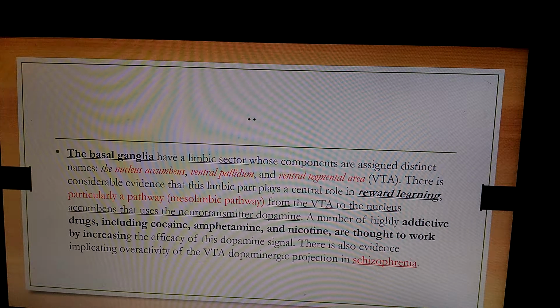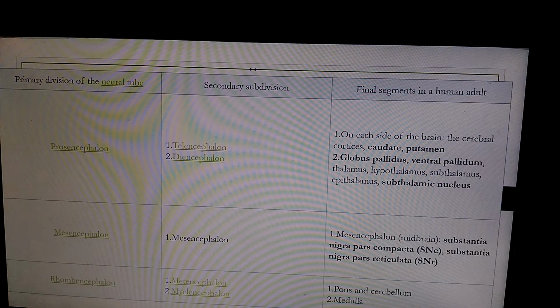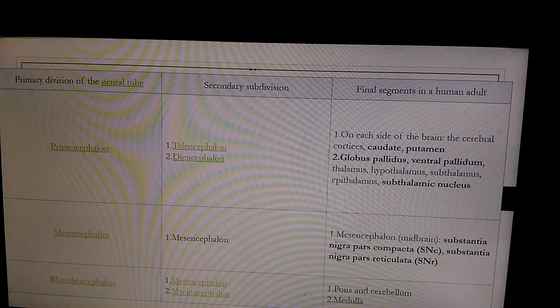A number of highly addictive drugs, including cocaine, amphetamine, and nicotine, are thought to work by increasing the efficacy of this dopamine signal. There is also evidence implicating overactivity of the VTA dopaminergic projection in schizophrenia. Here we can see the chart which tells about different parts of the brain and their origin.